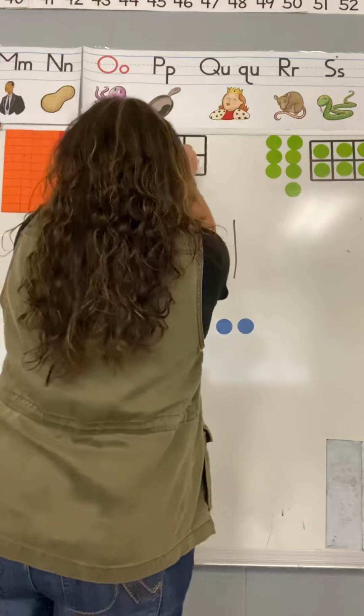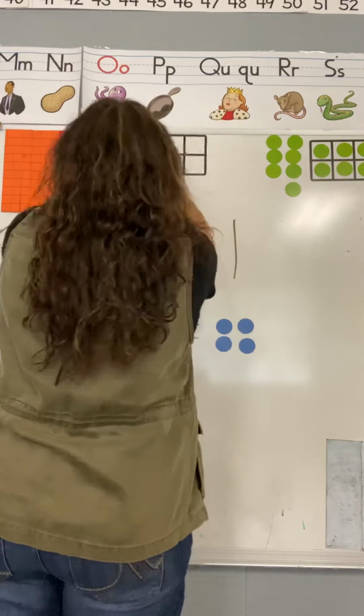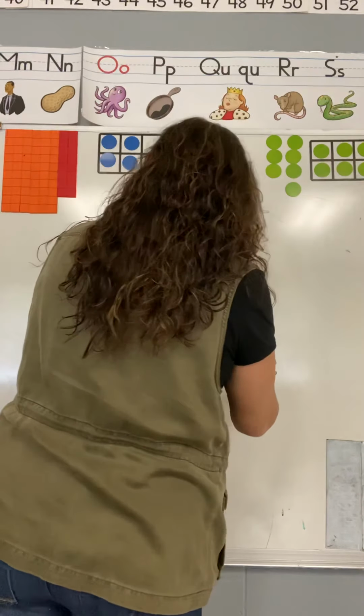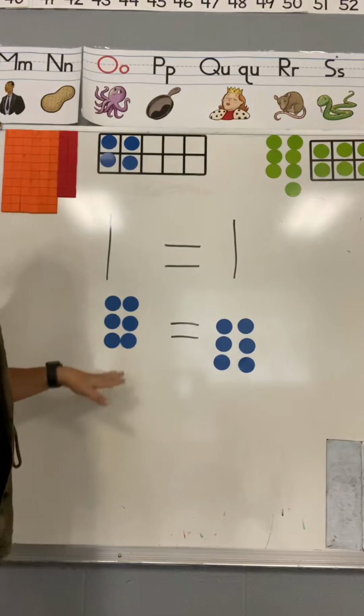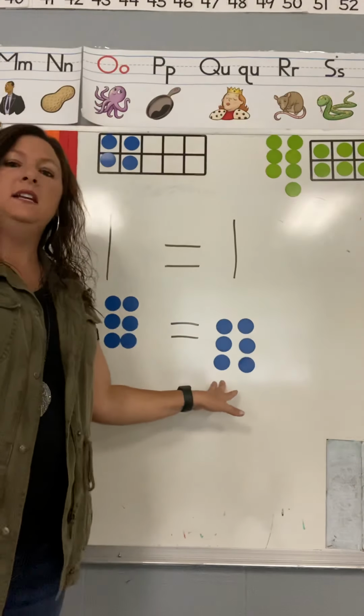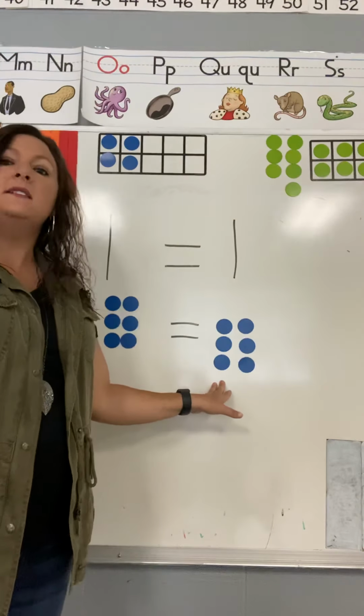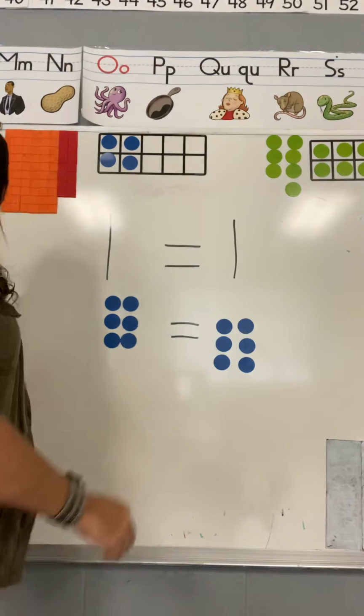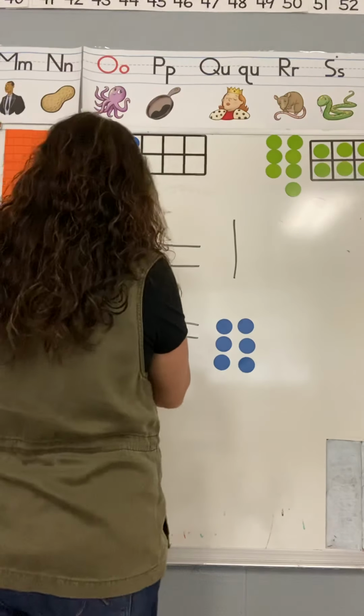I would have to add 4 more to make that true. So now we have 6 equals 6. Is that true? Yes, that's true, right? Okay, let's do one more.